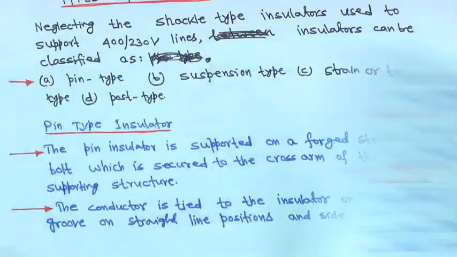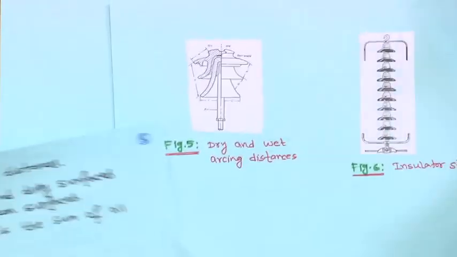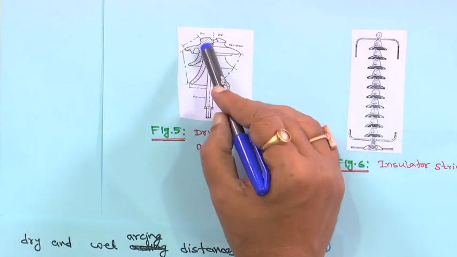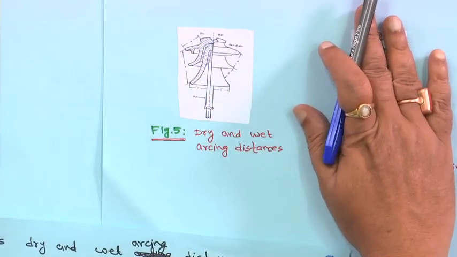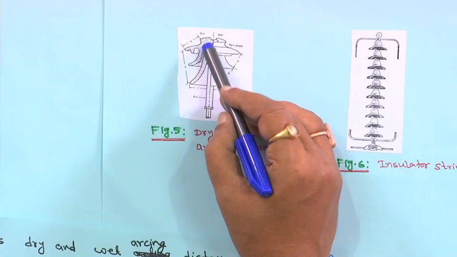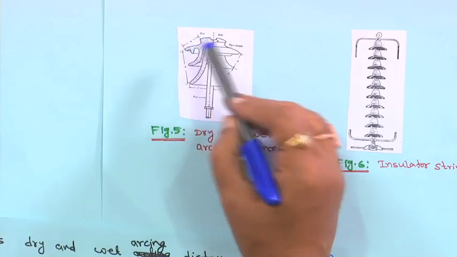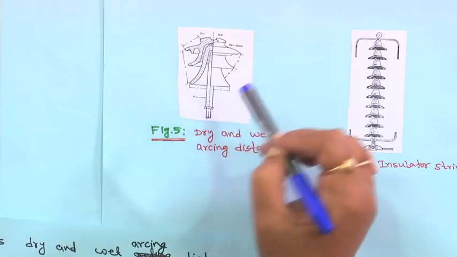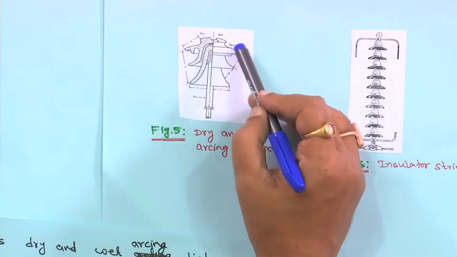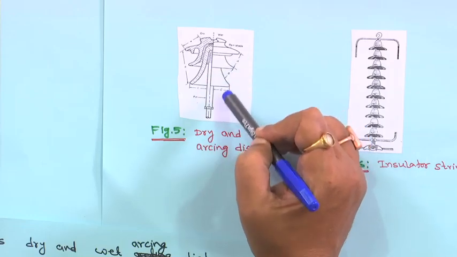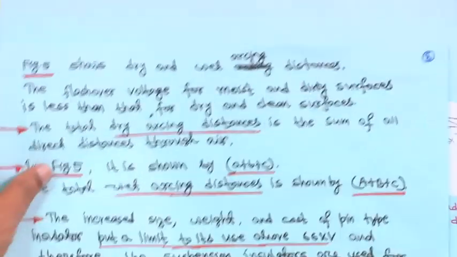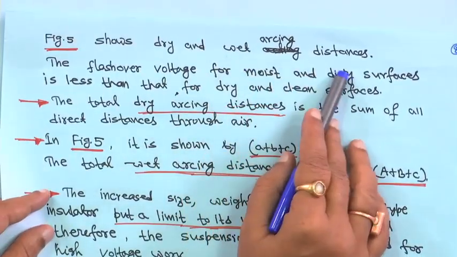Now, another thing for the pin type insulator is the dry and wet arcing distance. On this side, this is dry, and this is your arcing distance, this is A, this is B and this is C, and this side is wet, this is the wet portion. So, figure 5 shows the dry and wet arcing distances.